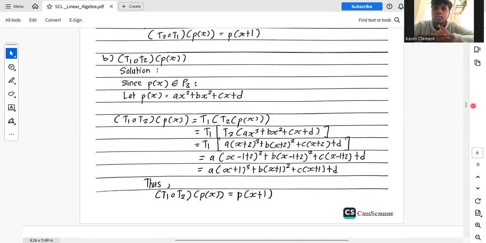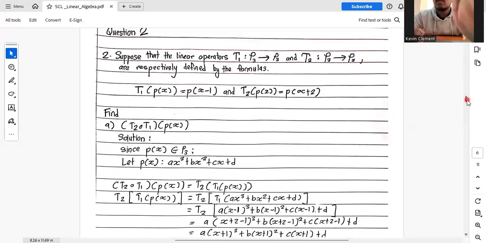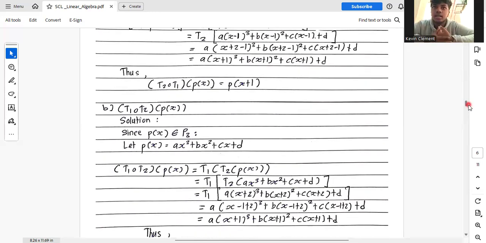So for question 2, we are given two linear operators, T1 and T2, which transform a polynomial P(x). T1 is given as P(x) maps to P(x minus 1), and T2 is given as P(x plus 2). P3 represents the set of all polynomials with degree up to 3. This means a polynomial in P3 can be written as P(x) equals ax cubed plus bx squared plus cx plus d.